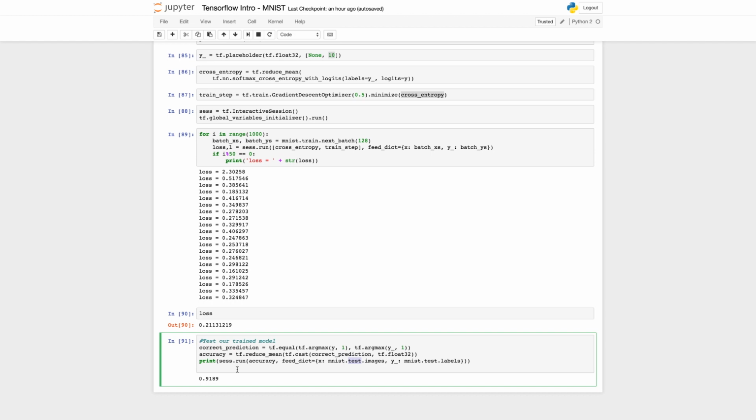Now, I'll leave that to you to go and find out how to add a few more layers into your model so that you're able to push this accuracy higher.